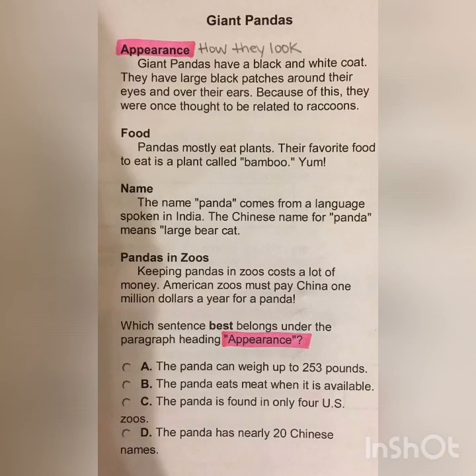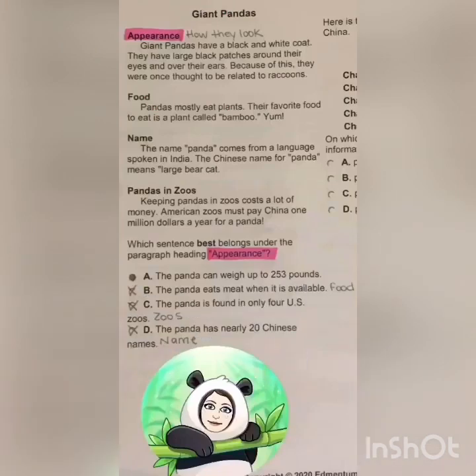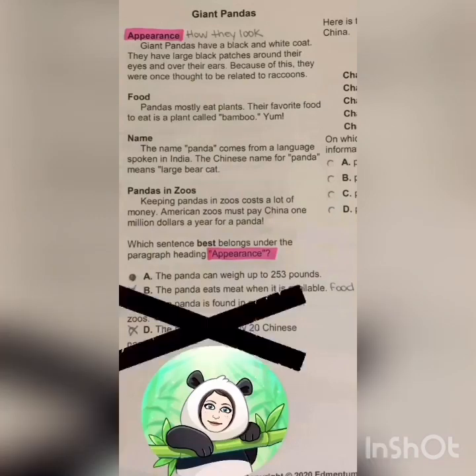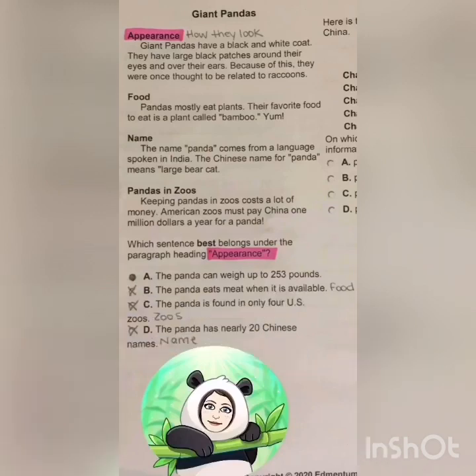When I look at my answer choices, I know that A is correct because B is talking about what the panda eats, which would go under the food heading. C is talking about pandas being found in 4 U.S. zoos, which would belong under the pandas in zoos heading. And D is talking about the pandas having 20 Chinese names, which would belong under the name heading. Answer choice A is correct because how much a panda weighs would tell you what they look like.